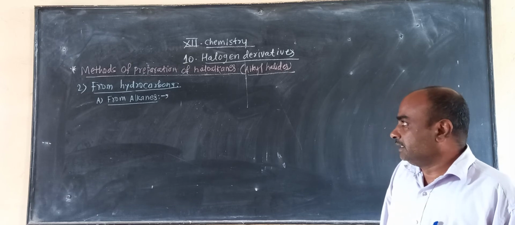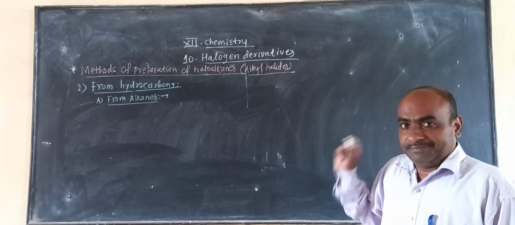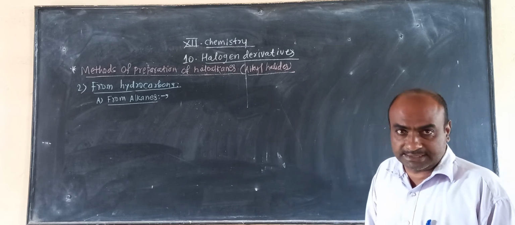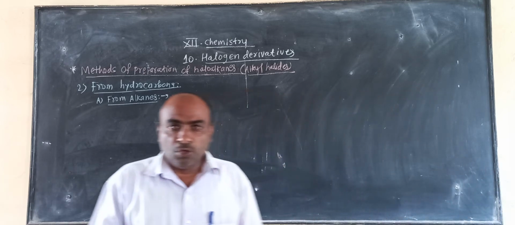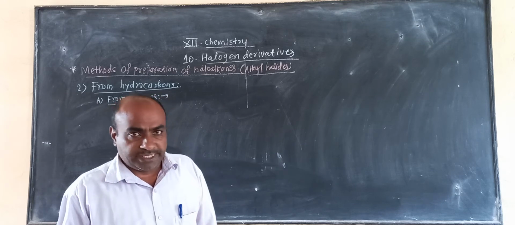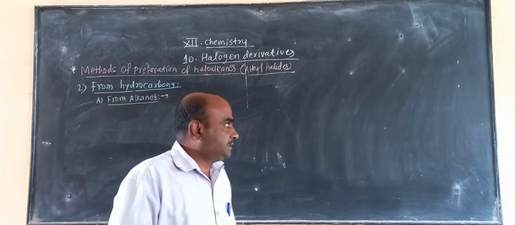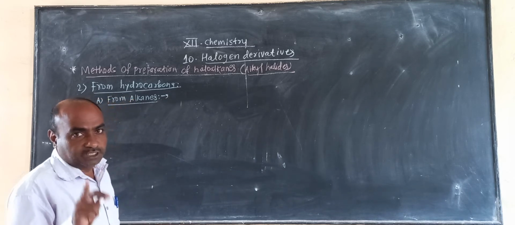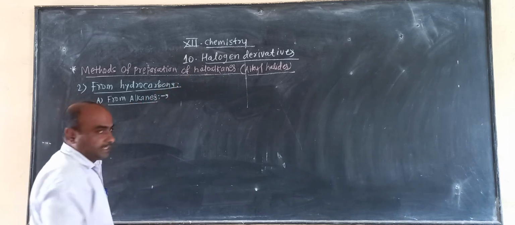Our first method is from alkanes. When halogen gas is directly treated with the alkanes, then they give a mixture of mono, di, tri as well as polyhalogen derivatives, which makes it difficult to separate, and hence direct halogenation of the alkanes is not a suitable method for the preparation of the alkyl halides.